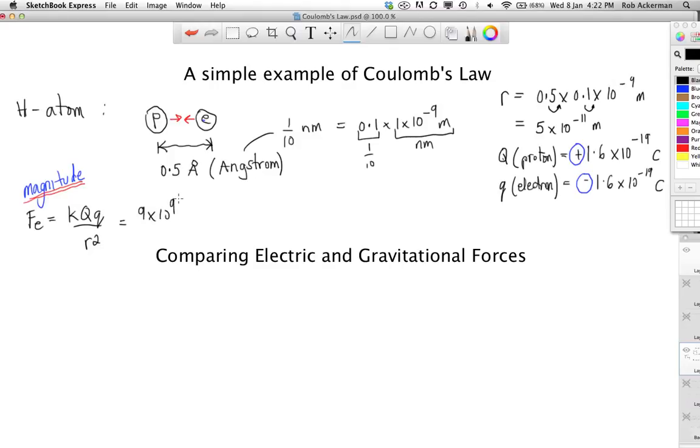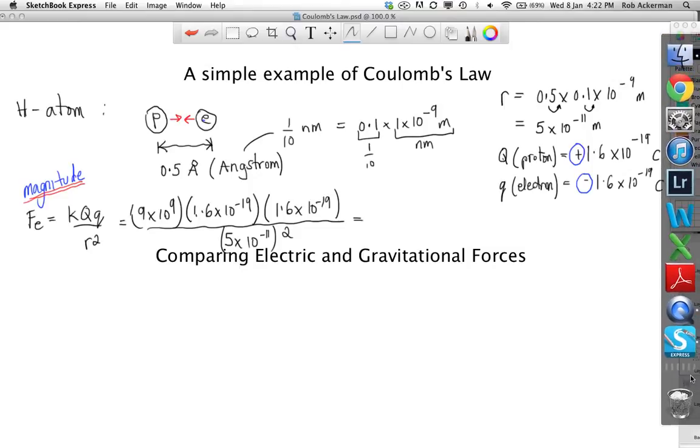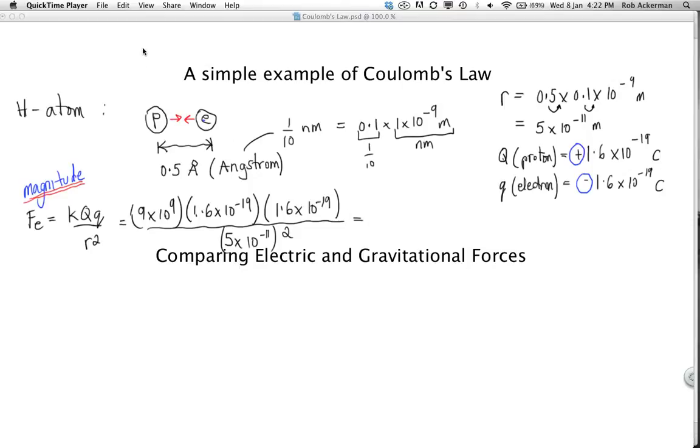9 times 10 to the 9 for K. Not worrying about negatives, 1.6 by 10 to the negative 19, and another 1.6 by 10 to the negative 19. We're going to divide that by a very small distance of 5 times 10 to the negative 11, and don't forget to square that. And now I'm going to take a moment to pause the video and do a calculation. I encourage you to do the same. Let's see what we get here.